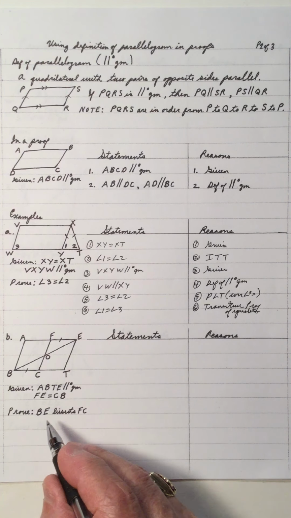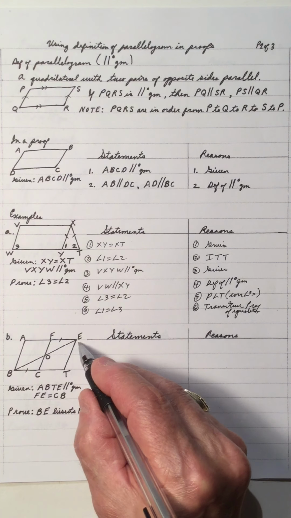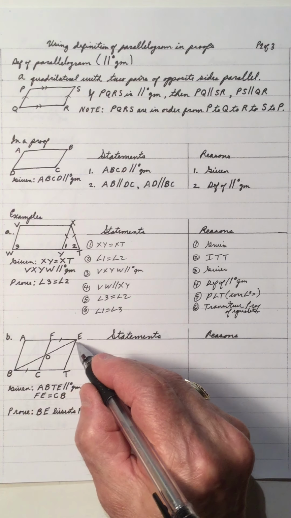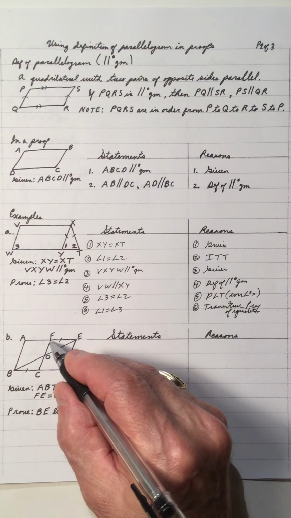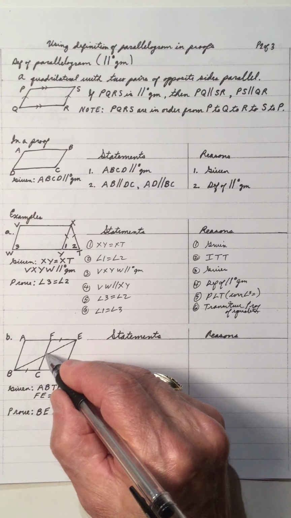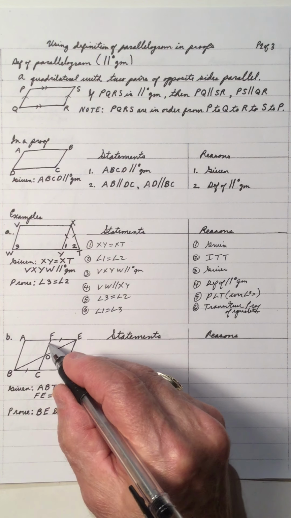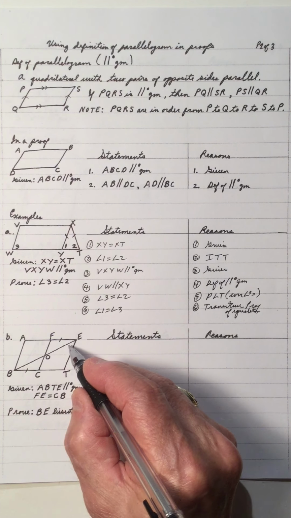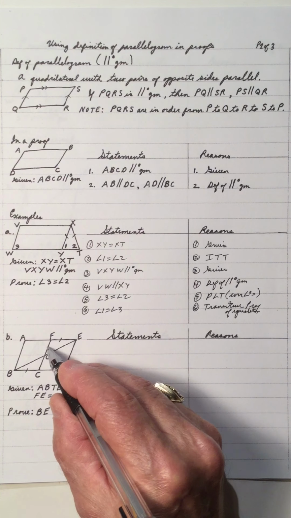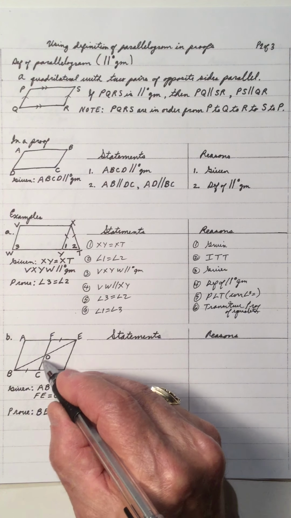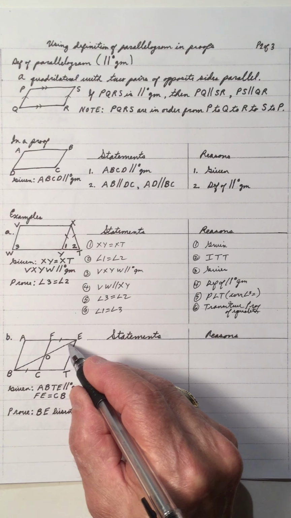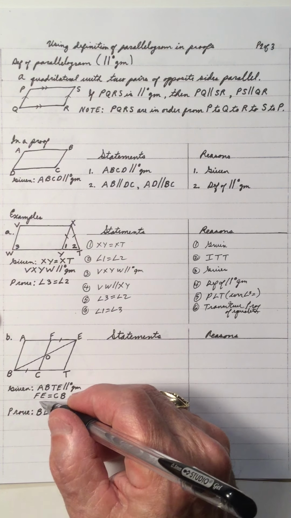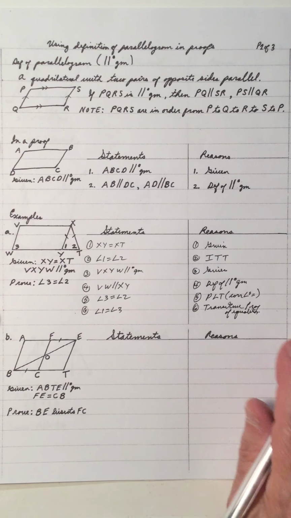So how are we going to prove that BE bisects FC? If BE bisects FC, that means that OF is equal to OC. So we have to get OF equal to OC in order to prove that this is a bisector. Because if it makes two equal segments here, that means this is going to act as a bisector. So that means we have to get a pair of congruent triangles. That's why we did the unit on congruent triangles first.